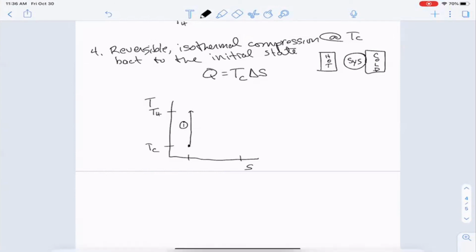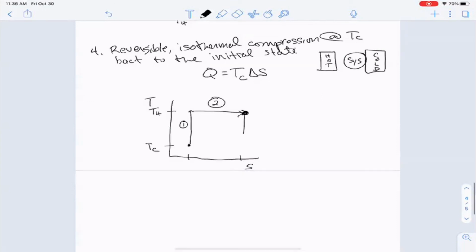And so we're going to go this way on this diagram to here, right? That's step 2. Step 3 is another adiabatic step that's reversible. So delta S is equal to 0, except now it's an expansion. And so we go down to T cold, which is here. That's step 3. And then step 4 is this compression at T cold back to the initial state. So that's steps 1, 2, 3, and 4.